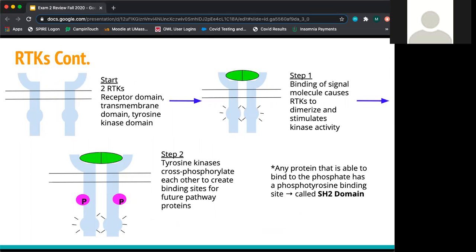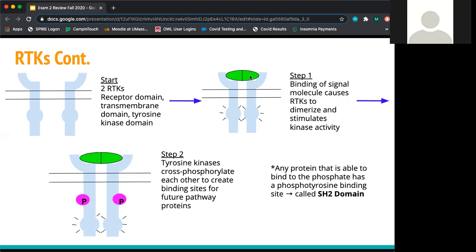In any RTK sort of thing, you're going to start with two RTKs. These RTKs have a receptor domain, a transmembrane domain, and your tyrosine kinase domain. Step one is going to be the binding of a signal molecule. Usually the signal molecule is in the form of a dimer. That's why there's two halves to that green signal molecule. The binding of the signal molecule causes the RTKs to dimerize, and that stimulates their kinase activity.